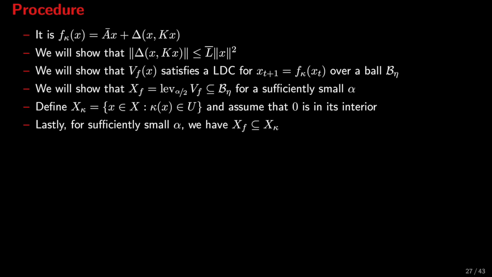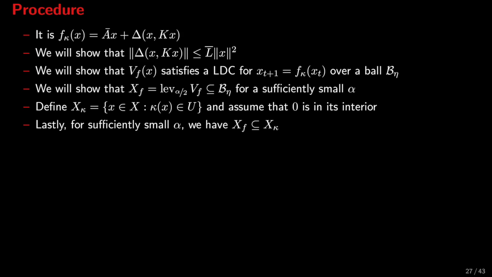Then we will define X_κ, which is the set of all states x in X such that κ(x) is inside U, so Kx is inside U, and we will assume that 0 is in the interior of that set. The origin is contained in the interior of X_κ. The last step will be to find a sufficiently small α such that Xf is squeezed inside X_κ, and at the same time Xf is inside a ball of radius η.